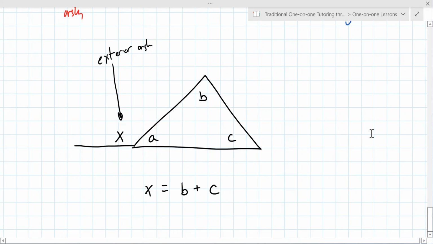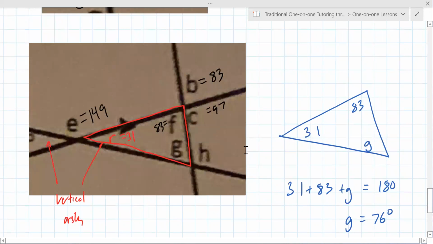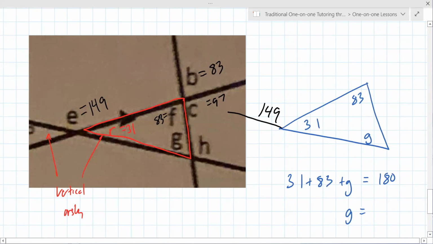Okay, so X is the same as the two added, like B and C added together. Yes. Now let's see how that applies to your problem here. In your problem, 149 is the exterior angle. And I didn't let you add this up correctly. Oops. It's 114, so it's 66.